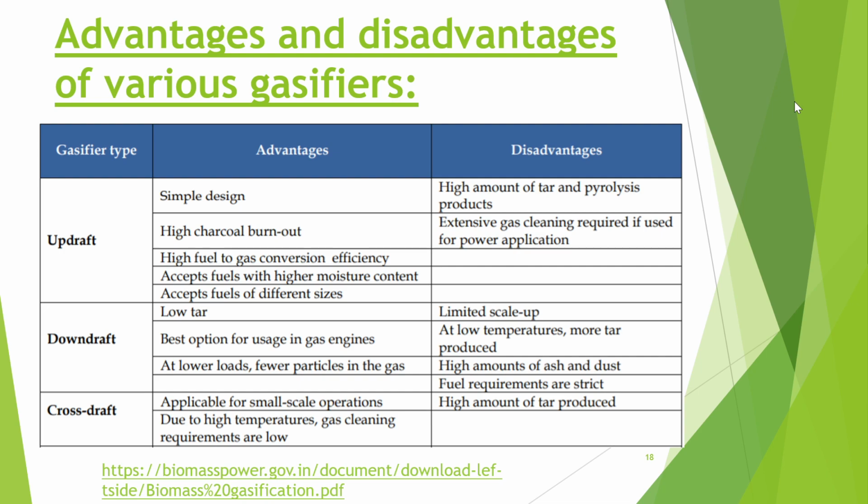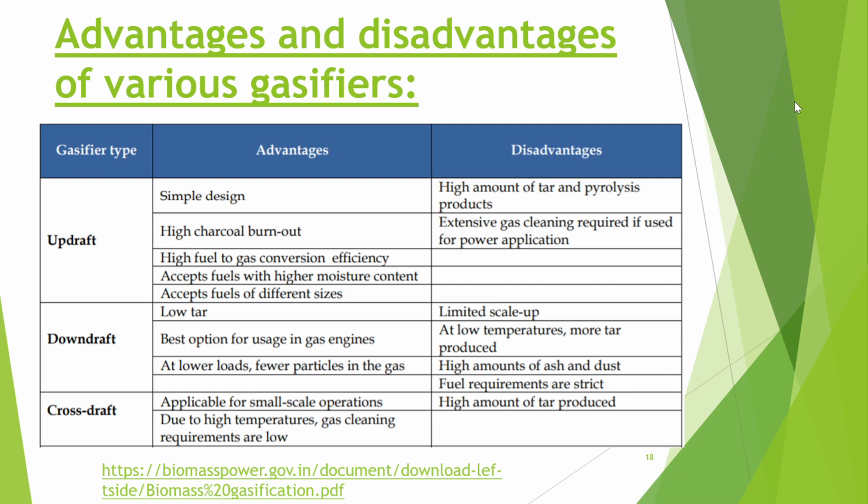Here are different advantages and disadvantages of various gasifiers. The updraft gasifier, as I said, has a simple design, high charcoal burnout, high fuel efficiency, high fuel to gas conversion efficiency, accepts fuel with higher moisture content, and accepts fuel of different sizes. But it has some disadvantages also, like a high amount of tar as I mentioned before, and extensive gas cleaning is required. Therefore, our economics, which we will be dealing with after the gas is produced, will be affected.